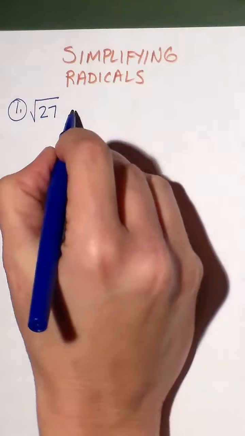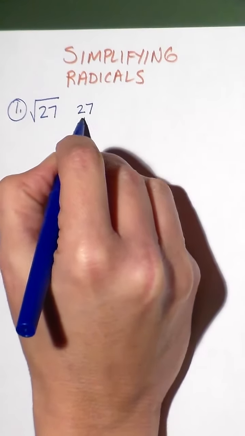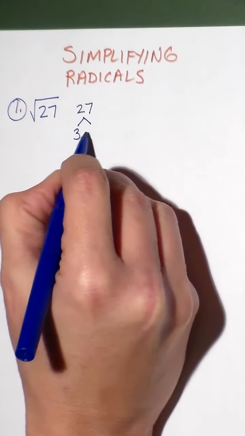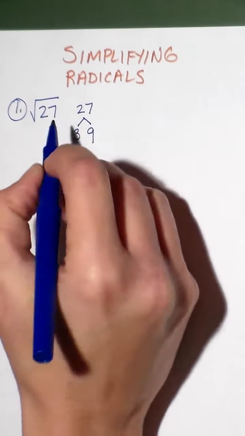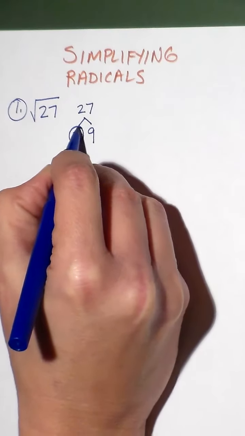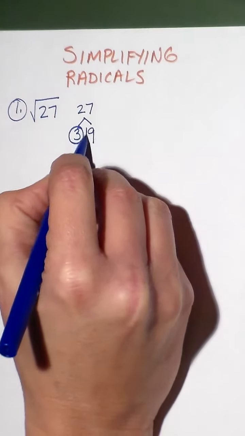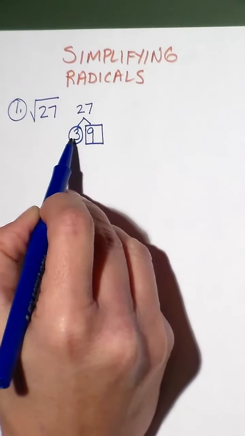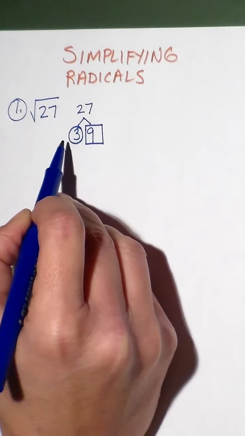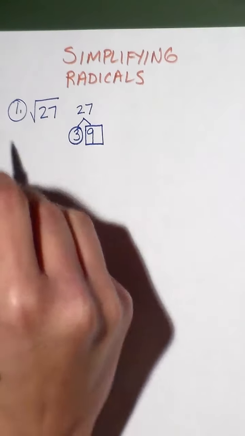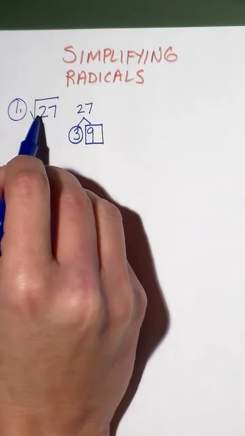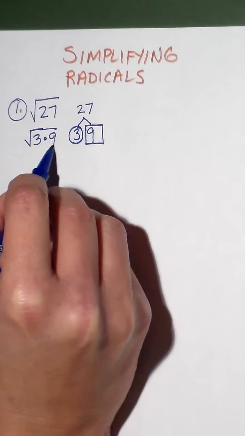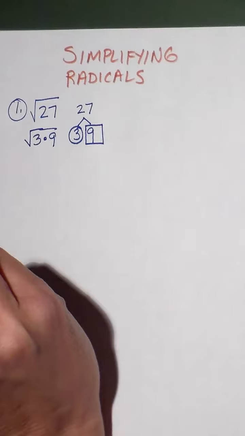Okay? So what I'm going to do is factor 27. 27 is 3 times 9. When I see a prime number, I'm going to circle it. When I see a perfect square, I'm going to put a square around it. If everything is boxed or circled, that means you're ready to stop and proceed here. So instead of writing the square root of 27, I'm going to write the square root of 3 times 9. Same thing as 27, right?